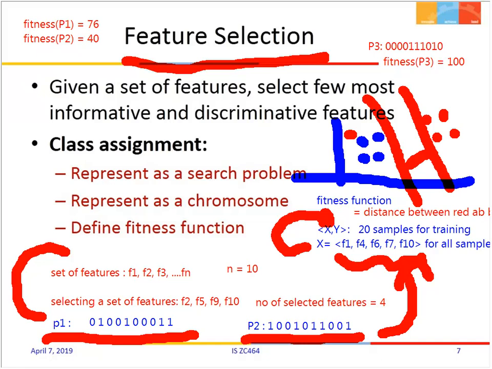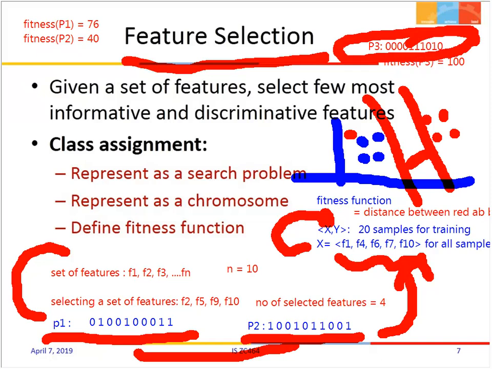Which one is considered to be the most fit chromosome? That will be P3. So this means P3 separates the 20 samples by the maximum distance of 100, and this is maximum as compared to what you get using P1 and P2. It could have actually been that you combine these 2 strings P1 and P2, and somehow you get this P3, maybe in 1 generation or 2 generations, 2 iterations. This is how we will say that from 76 and 40 fitness, we are moving to a better fitness of 100. Genetic algorithm evolves stronger chromosomes.